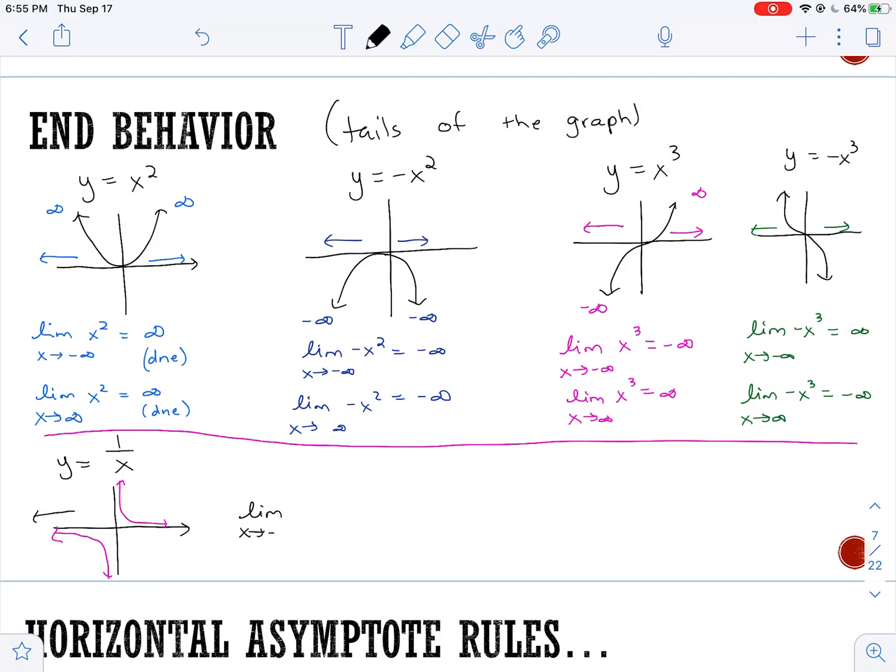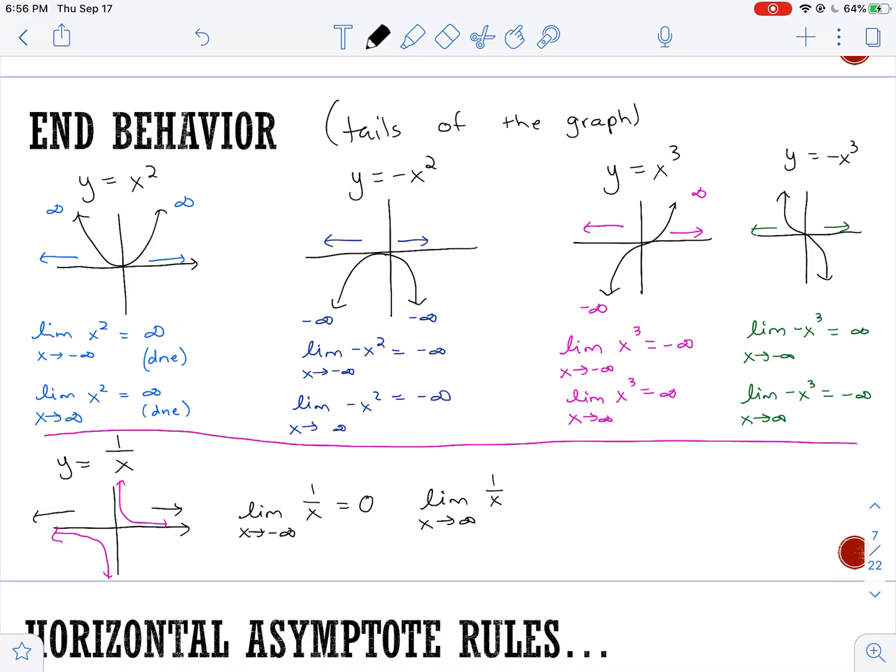Well, let's take a look at what's happening on this graph as my x values are getting smaller and smaller. So as x goes to negative infinity, my y values are getting closer and closer to 0. So my limit as x goes to negative infinity of 1 over x would be 0.